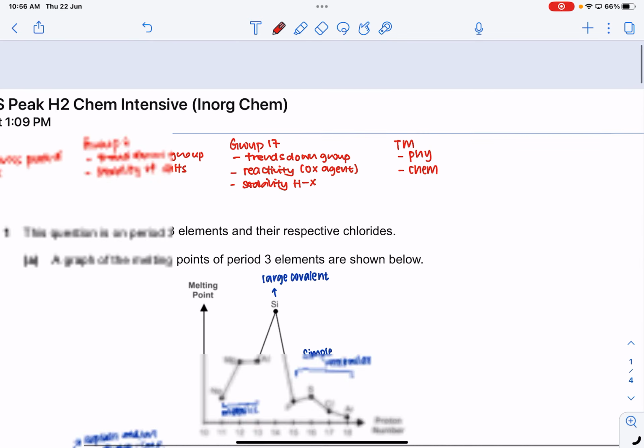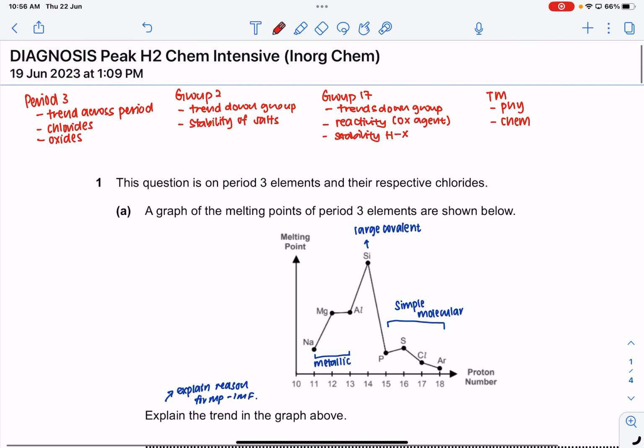Okay, so if you look at the bulk across all of these inorganic topics, mostly will come out from period 3, if not TM. However, I would say that period 3, they tend not to test anymore. Why? Because there's a lot of memorization, and sad to say, SEAB wants to move away from memorization. They want to apply more. So that's good. Usually group 2, group 17 will come out, and then TM will come out. These are the more common ones.